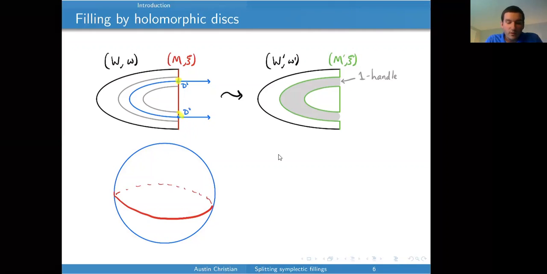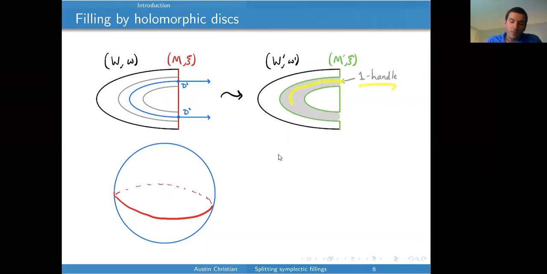So each of these disks will lift to a holomorphic curve in the symplectization end of our completed filling. And then we can make some sort of argument based on the limited characteristic foliation here that these families of holomorphic curves in fact sweep out a one parameter family of disks from our filling. So hence the filling by holomorphic disks. Well, if we take this one parameter family of disks and we consider some neighborhood of it in our filling, that neighborhood just looks like a Weinstein one handle.